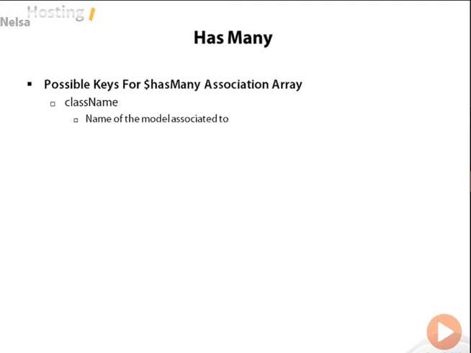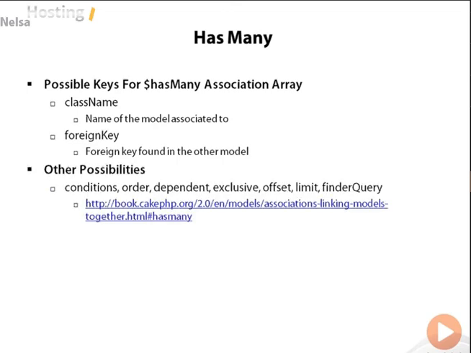For the has many association, some possible keys are class name. Again, this is the name of the model that you're associating to. It can also have foreign key, and this is the foreign key found in the other model. Again, if I were in a parent model, my child would have the foreign key. Some other possibilities for keys are conditions, order, dependent, exclusive, offset, limit, and finder query. More information about these other key possibilities can be found at the following link.